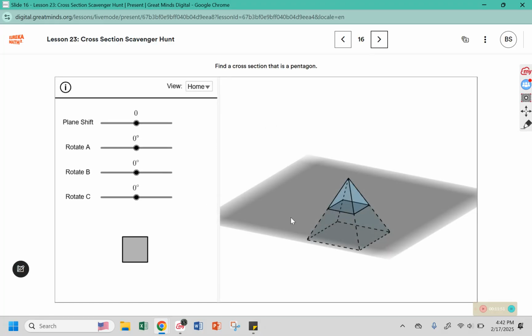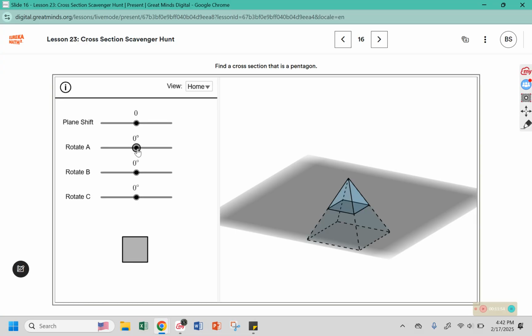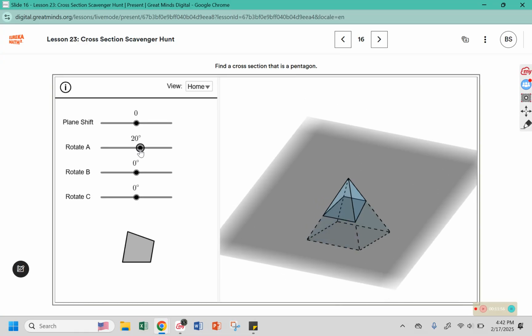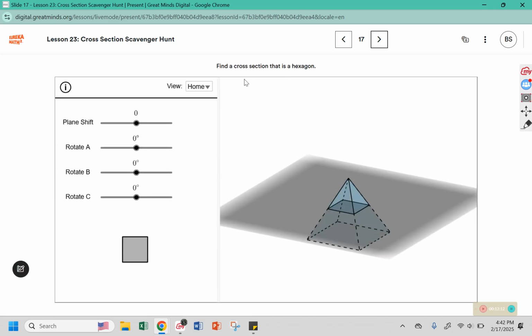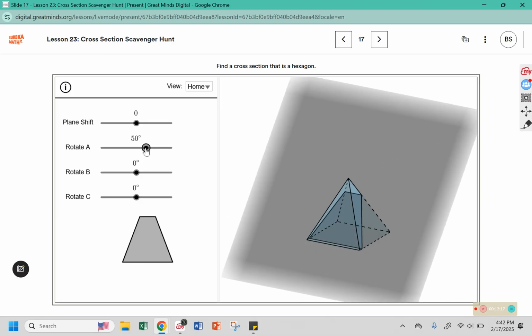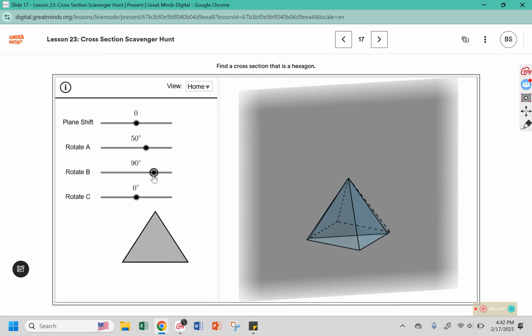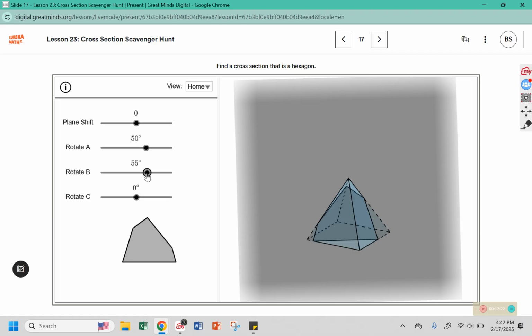Find a cross-section that is a pentagon, so it needs five sides. Here's one, two, three, four, five. Find a cross-section that is a hexagon. This one has one, two, three, four, five.